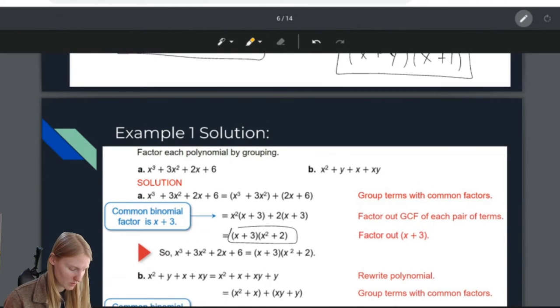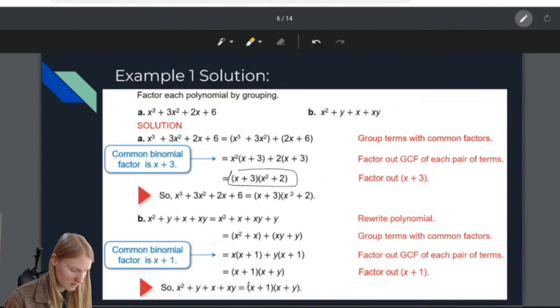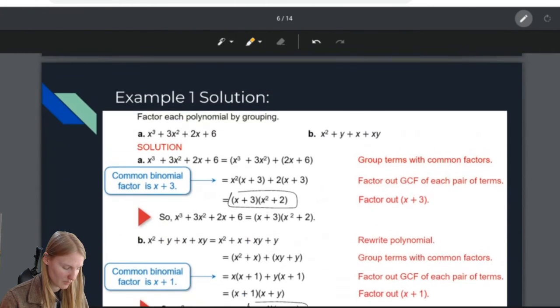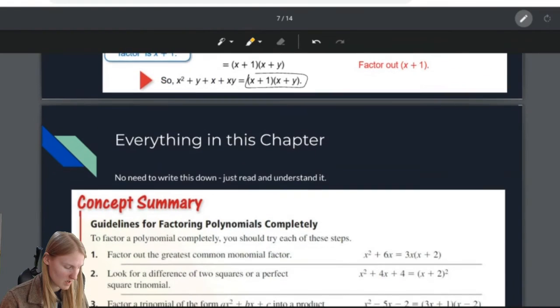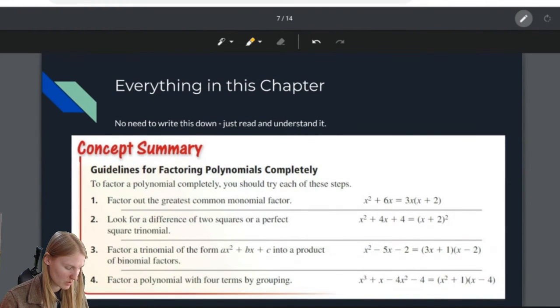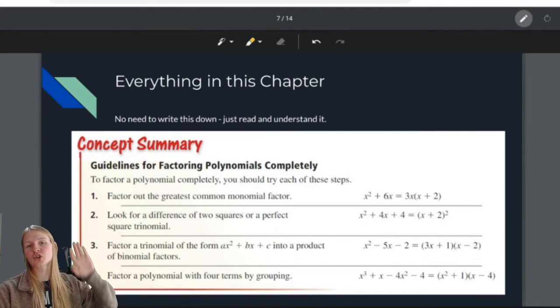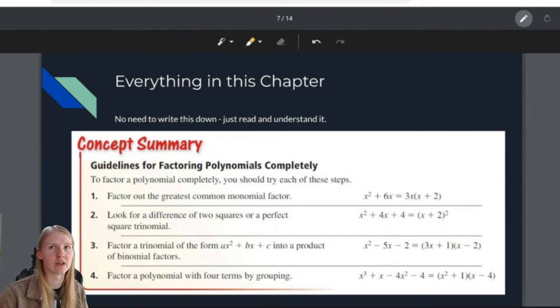x plus 3, x squared plus 2. And x plus 1, x plus y. Beautiful. Alright, the next thing I want to show you is like a summary of the whole chapter, of all of chapter 7. So here are the different ways that you can factor.